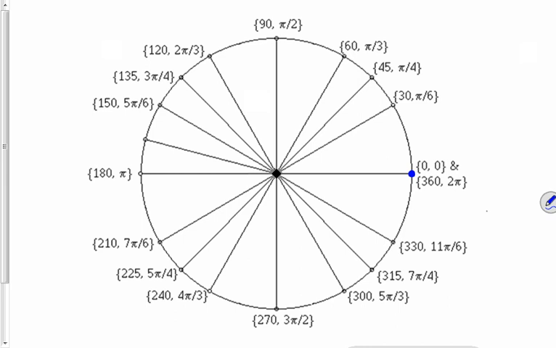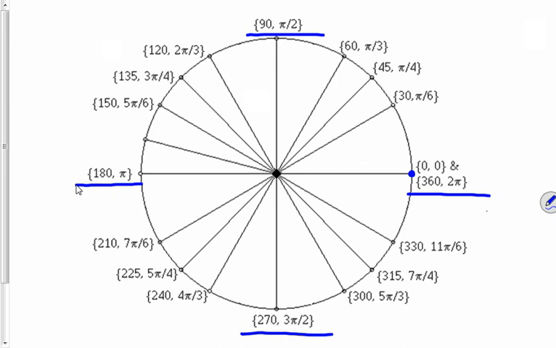And then finally, let's go by 90-degree increments. 90 degrees, we converted it to pi over 2. Another 90 degrees is 2 pi over 2, or just pi. Then we have 3 pi over 2. Then we have 4 pi over 2, which reduces to 2 pi.